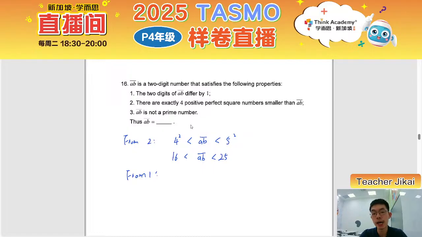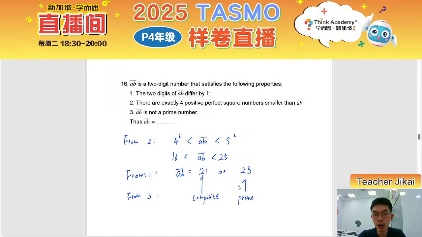So A here can either be 1, so B here is 1, 2 or 1, 0. No, not in the range. Or A here is 2. So if A here is 2, yes, AB can become 21 or 23. So which one is correct? We need the third condition. From 3 we know AB is not a prime number. So 23 we know is a prime. And 21 is composite.